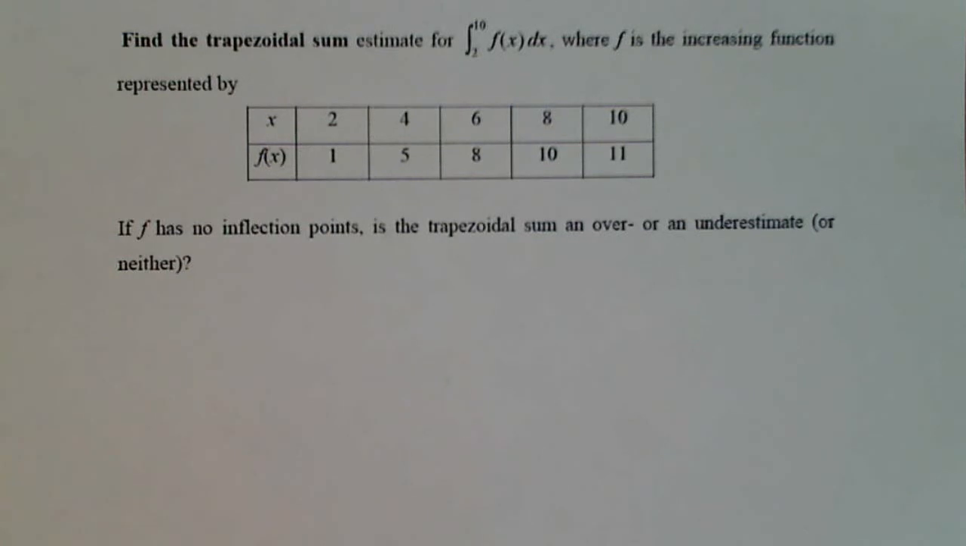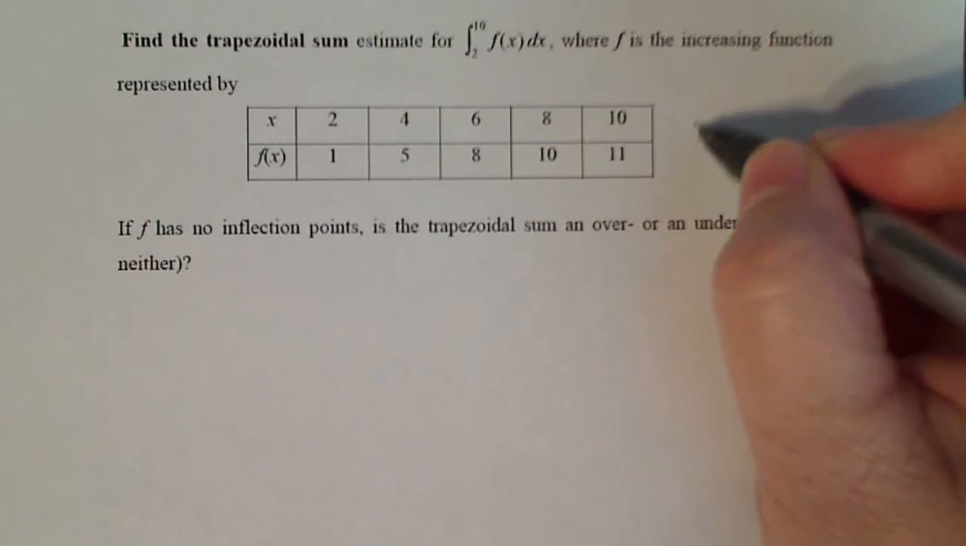Find the trapezoid sum estimate for the integral from 2 to 10 of f of x dx, where f is the increasing function represented by this graph. If f has no inflection points, is a trapezoidal sum an over or an underestimate? Now that's two questions, okay? So first of all, we want to find the trapezoid sum, and then we want to discuss if we think it's an overestimate or underestimate.